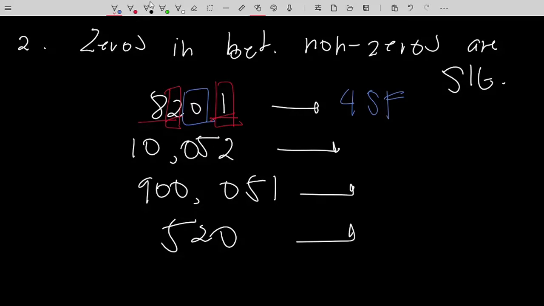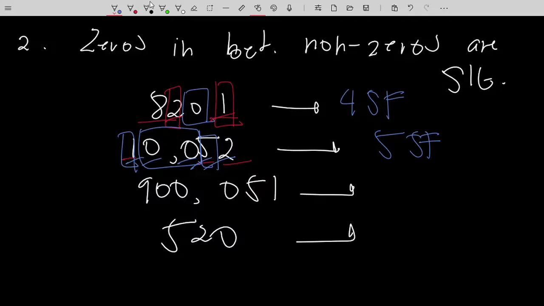Second example, count all the non-zeros here: 1, 5 and 2. How about the zeros right here? Again, these are in-between zeros because they are located in between the non-zeros 1 and 5. Regardless of how many zeros you have, as long as they are in between two non-zeros, they will be significant. So here we have 1, 0, 0, 5, 2. All in all, we have 5 significant figures.